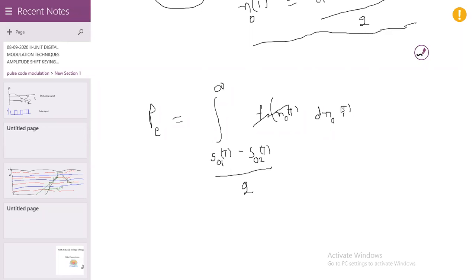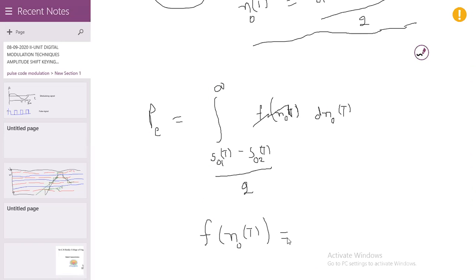Okay, we can solve this one. We are well known about this f n naught of t. What is f n naught of t? That is white Gaussian noise. What is the formula for that one?